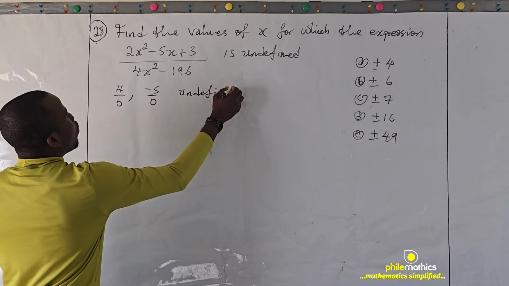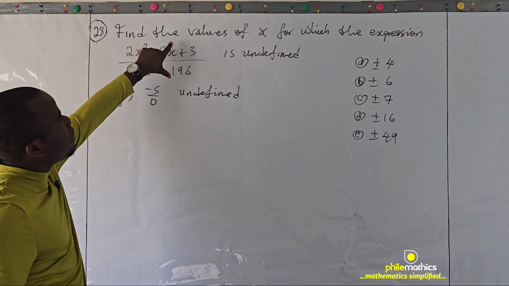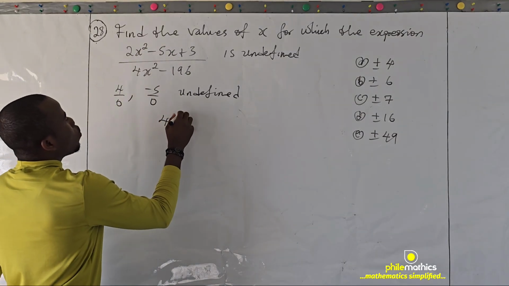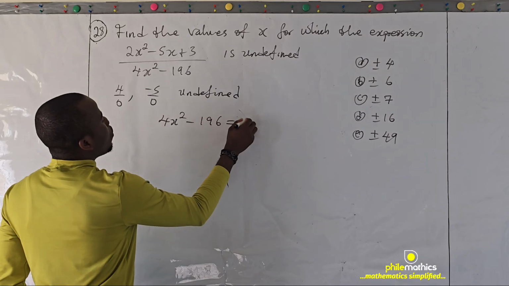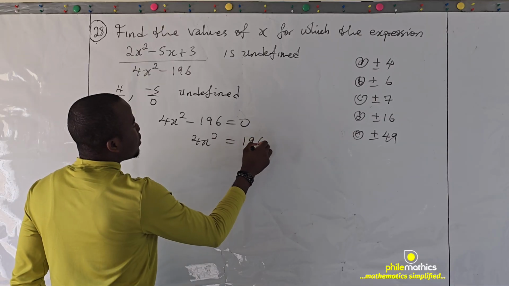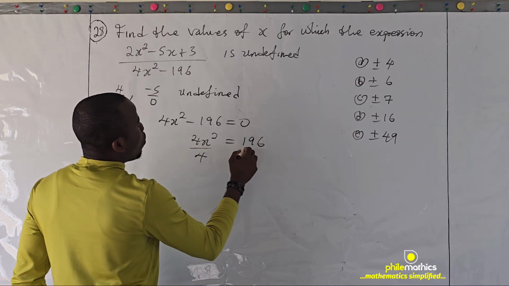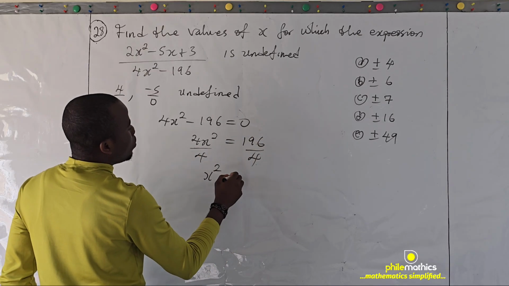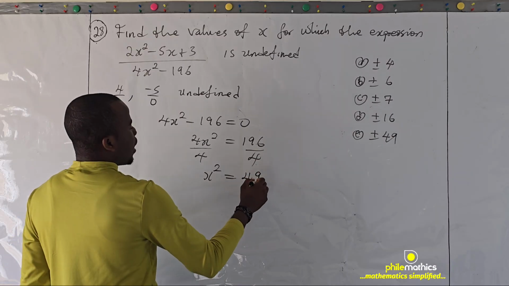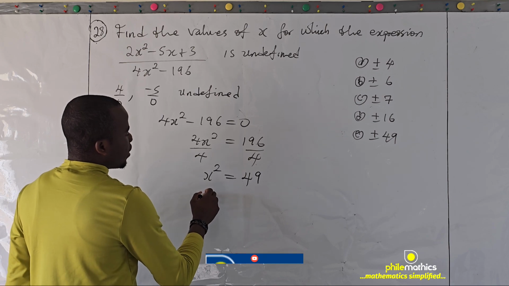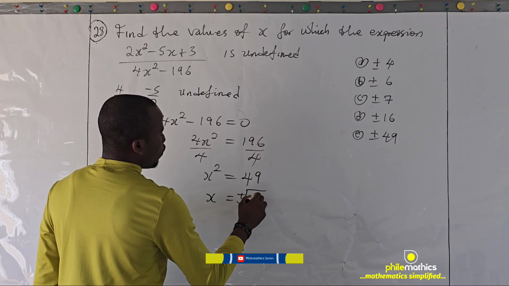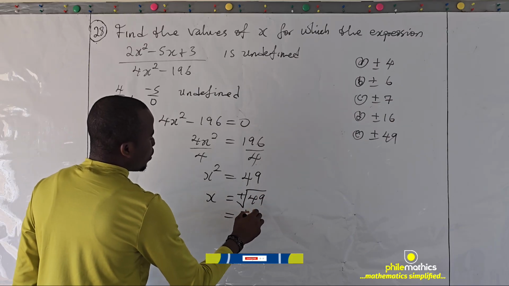And so to find where this is undefined is to equate the denominator to be 0. So 4x squared minus 196 equals 0. 4x squared, take this to the right, 196, and divide both sides by 4, that x squared will be 49. And so to find x is to take the square root of both sides, which is plus or minus square root of 49, and this is plus or minus 7.